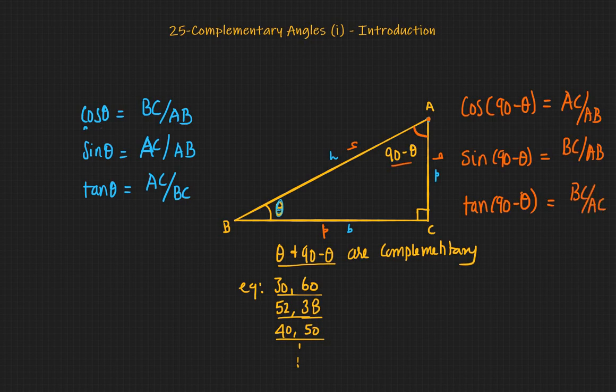Now I would like you to look at the left hand side and the right hand side. Left hand side is with respect to angle B, right hand side is with respect to angle A. So please do a comparison and see if you can find any relationships. Pause the video and try here.